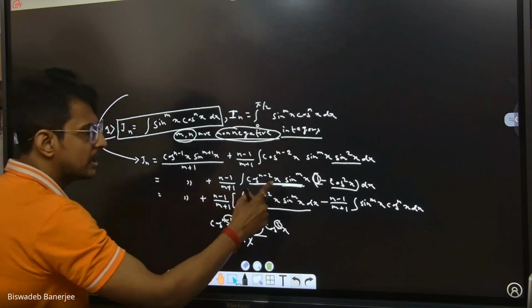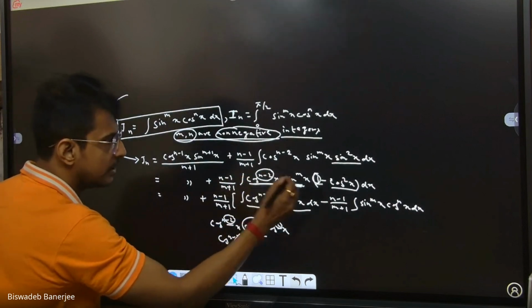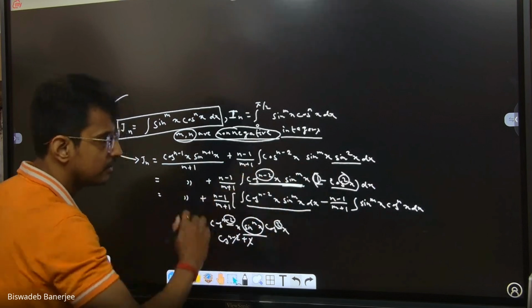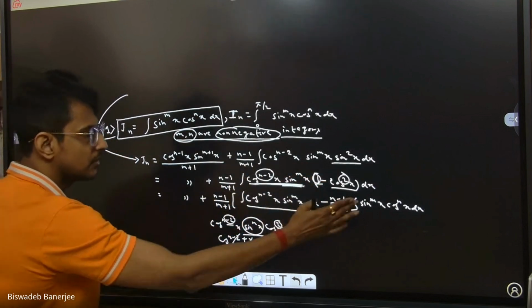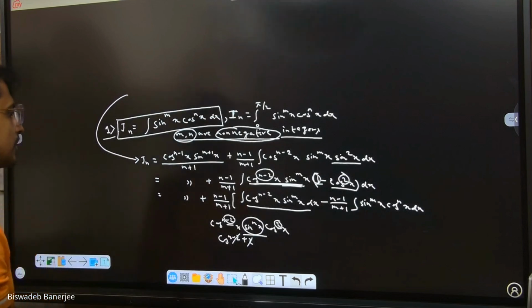We are multiplying this with cos square x so that the minus 2 and this power get added. Minus 2 plus 2 gets cancelled. We are getting the power sine to the power nx.